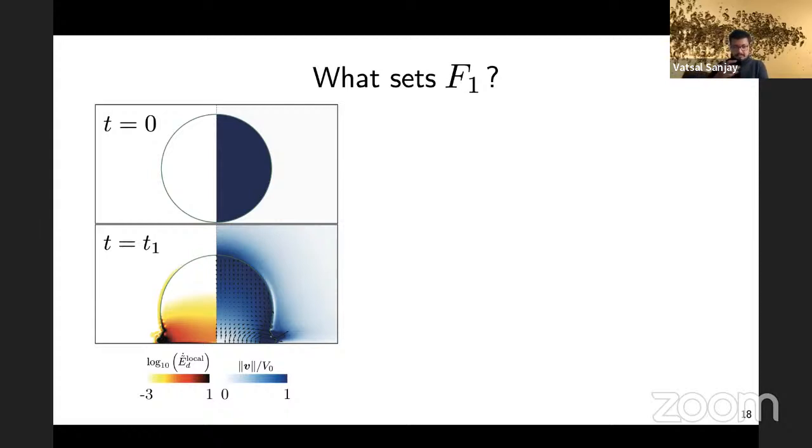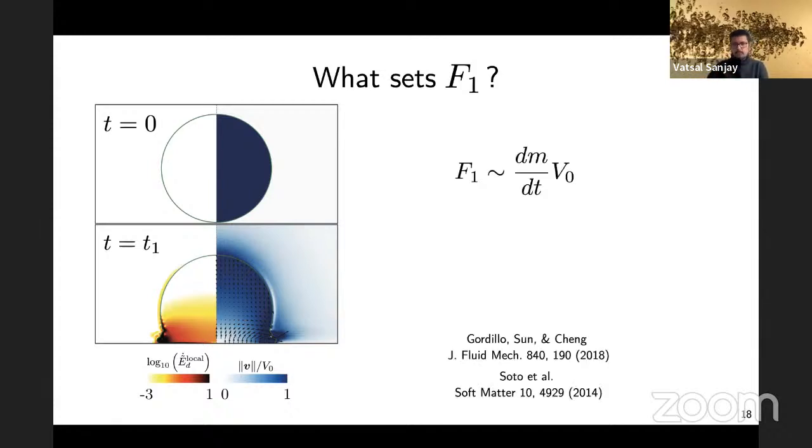What is quite interesting that we see between these two figures is that at t equals t1, most of the droplet here is still falling down with the same velocity v. So you still see it's all blue over here. So it's very close to this velocity of v naught essentially. Which means that if we want to calculate this force, we have to take the rate of change of momentum of this droplet. That would be like d/dt of mv.